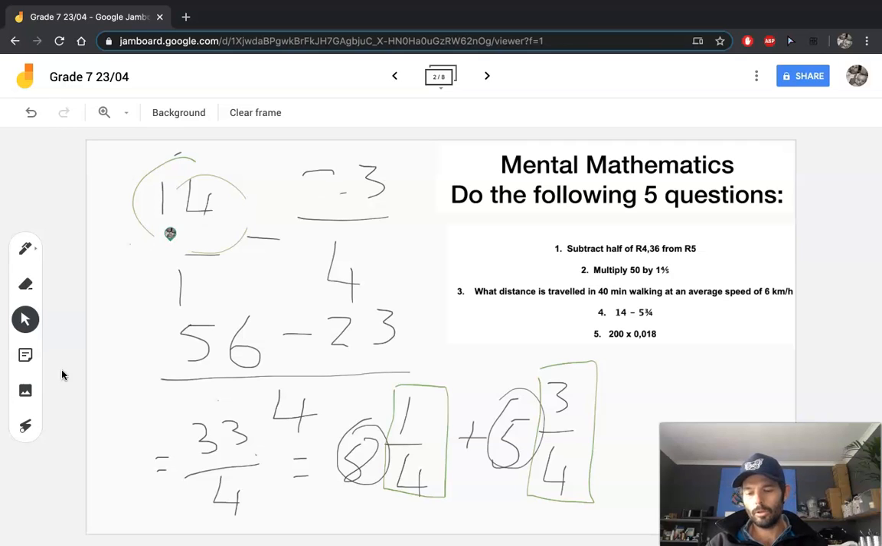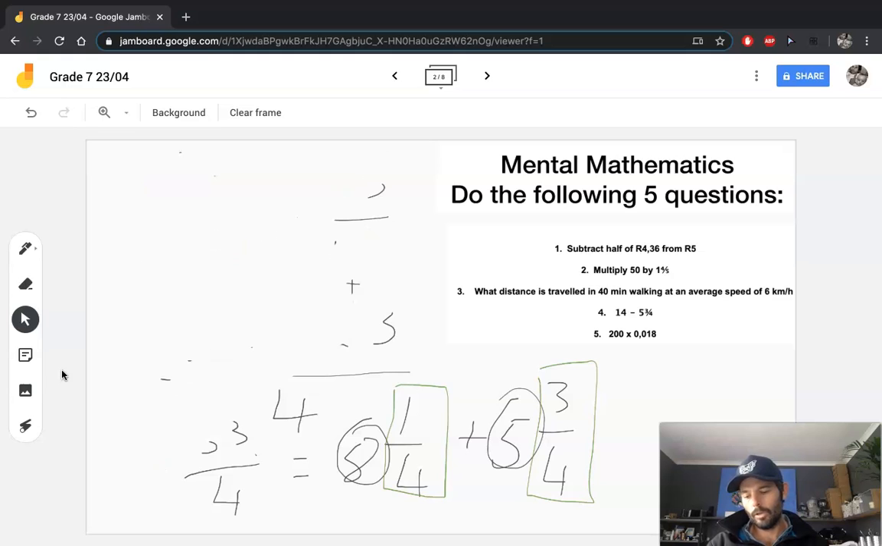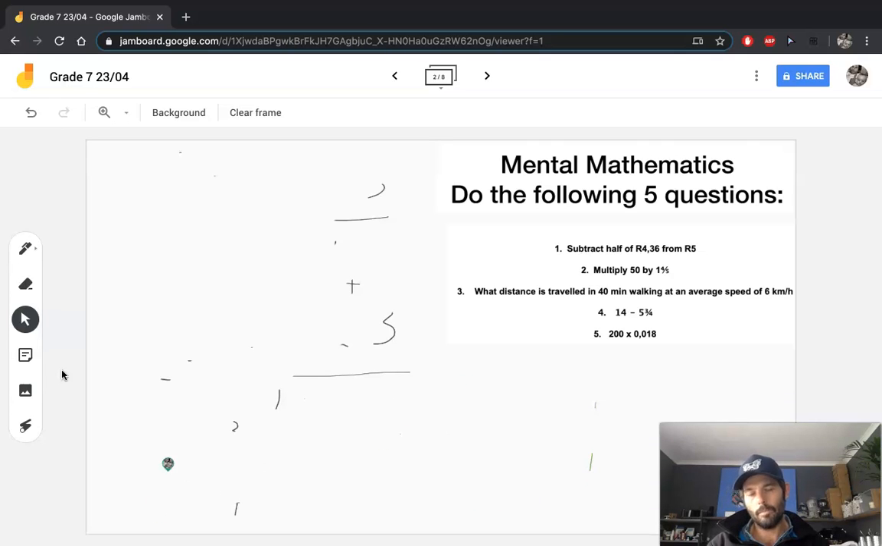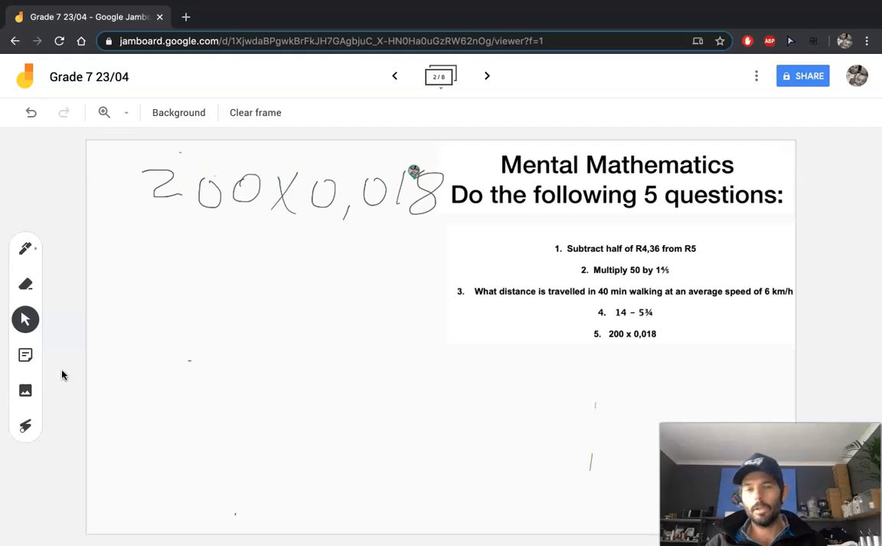Then your last question in your mental maths for today was 200, a whole number, so a multiple of 10, multiplied by 0,018. So remember, when we said we were multiplying decimals, we would first try and get rid of the decimal. So 200 times 0,018. I'm going to split the 200 into 100 times 0,018, and that's going to give me 1,8.